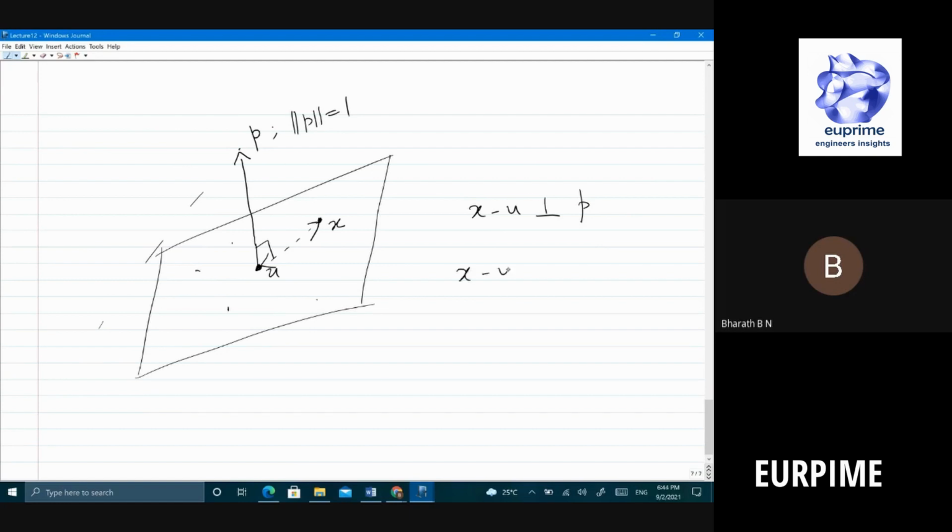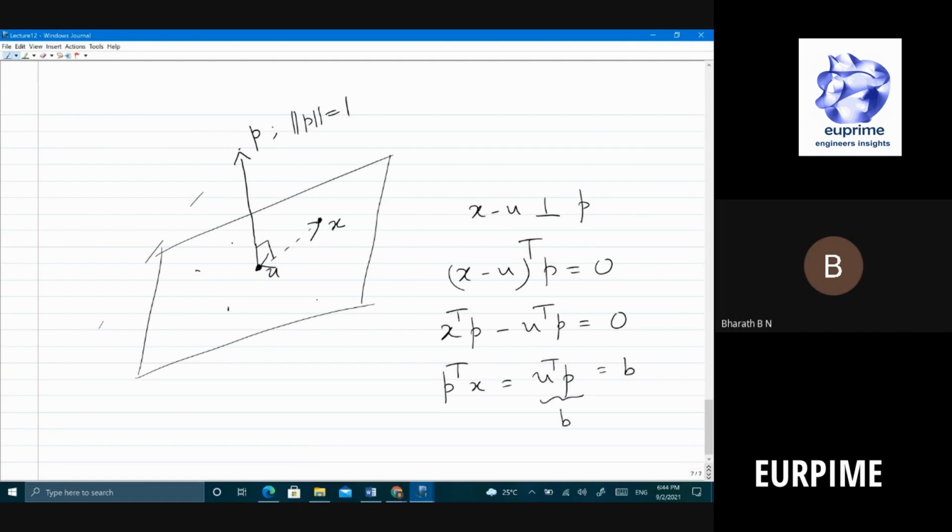So what is this? This is (x minus u) transpose P equal to 0. In Euclidean geometry, the inner product is basically A transpose B, so this is what you get. If you rewrite this, what do you get? X transpose P minus u transpose P equal to 0. Or I can write this as P transpose x equal to u transpose P. Well, u transpose P, I'll rename it. I'll call it b.